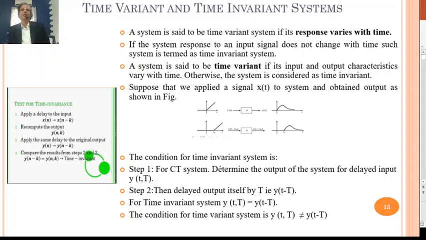Then the next system is the time variant and the time invariant system. A system is called a time variant system if its response varies with time, and if the system response to an input signal does not change with time, such a system is termed a time invariant system. Means for the time variant system, response varies with time, while in case of time invariant system, response does not change with time.